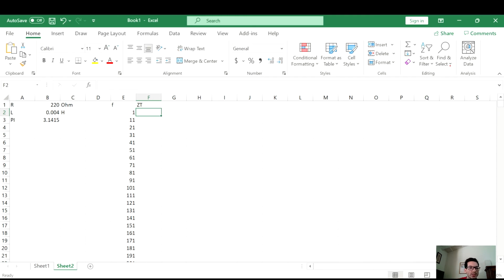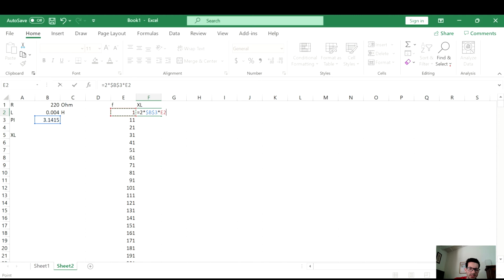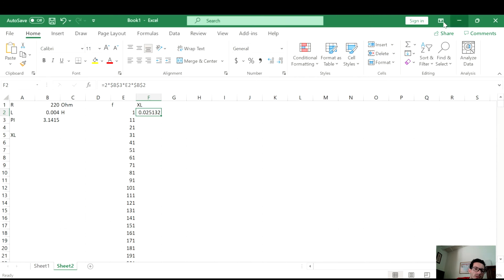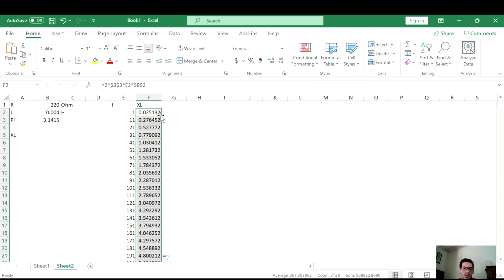We're going to have to compute the reactance because of the inductor first, so let's do that here. The reactance because of the inductor is going to be a function of frequency. The reactance because of the inductor equals 2 times pi, lock that cell, times frequency times inductance, lock that cell, enter, and double click to extend to the bottom. Excellent.